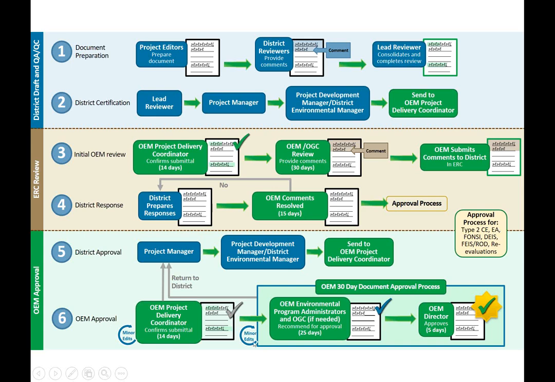And then it goes into the overall Office of Environmental Management approval process that involves a two-tiered review from staff level up to the program administrators and Office of General Counsel if needed, and they provide a recommendation to the Office of Environmental Management Office Director. This last part takes about 30 days.